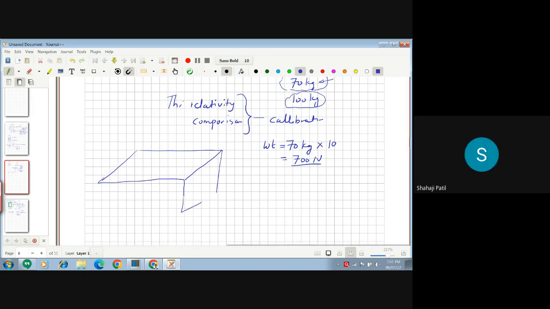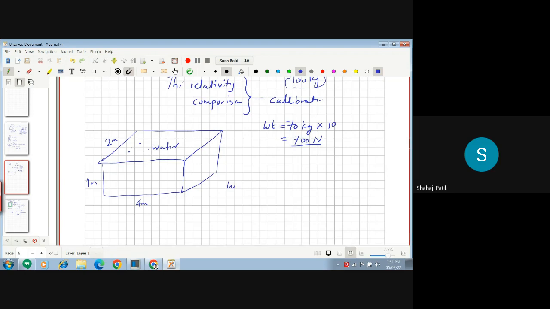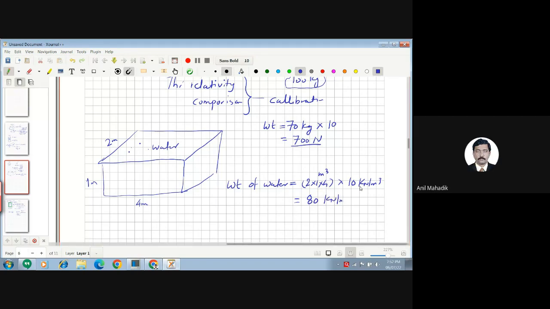I want to ask you one question. Let's say there is a water tank, a tank which is filled with water. The dimension of this tank is 2 meter by 1 meter by 4 meters. Tell me, what will be the weight of water inside the tank? You can use your units. Volume is 2 into 1 into 4, 8 meter cube. And what is the unit weight of water? 10 kilonewton per meter cube. So it will be 80 kilonewton of weight for this.